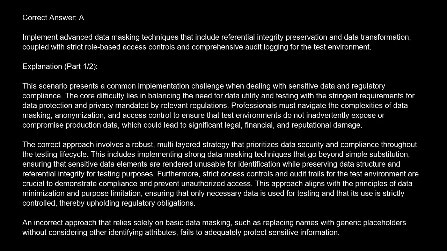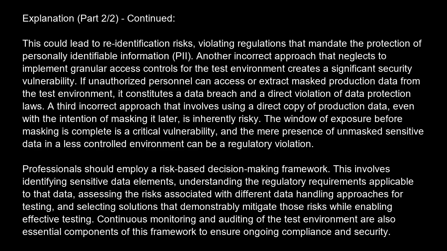Furthermore, strict access controls and audit trails for the test environment are crucial to demonstrate compliance and prevent unauthorized access. This approach aligns with the principles of data minimization and purpose limitation, ensuring that only necessary data is used for testing and that its use is strictly controlled, thereby upholding regulatory obligations. An incorrect approach that relies solely on basic data masking, such as replacing names with generic placeholders without considering other identifying attributes, fails to adequately protect sensitive information. This could lead to re-identification risks, violating regulations that mandate the protection of personally identifiable information, PII.